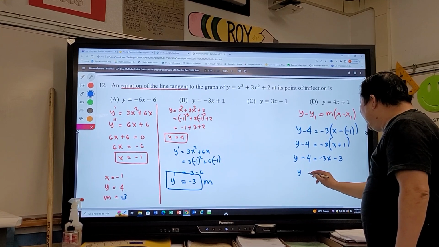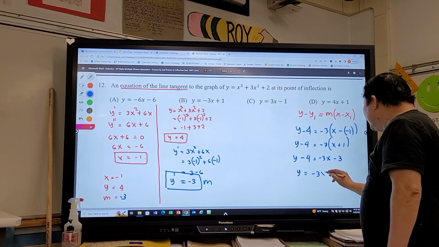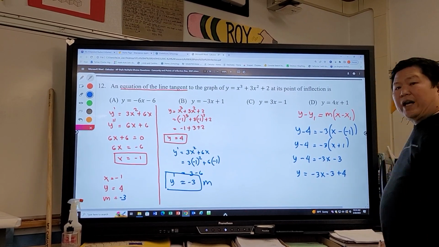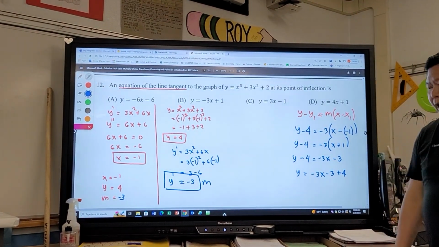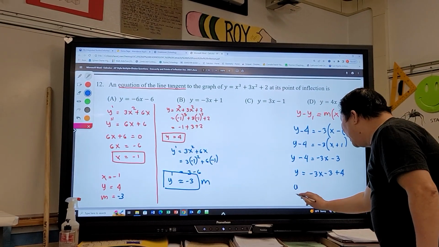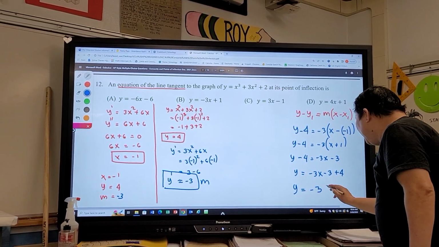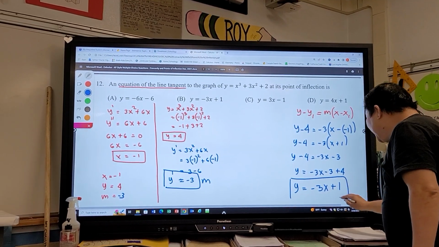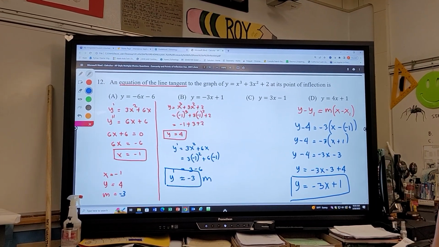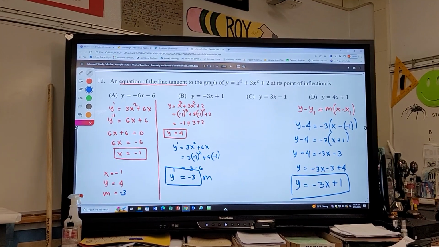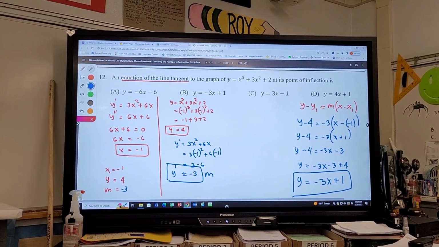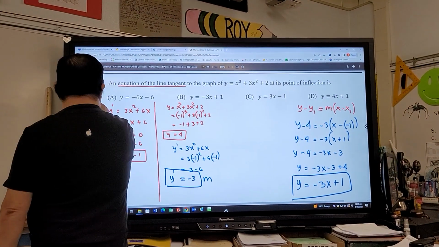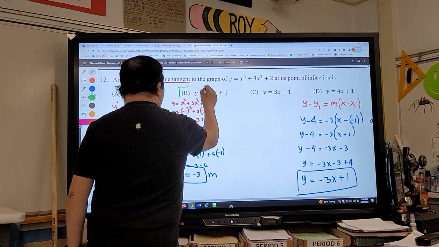So finally, you have negative 3x minus 3 plus 4 by adding 4 to both sides. And what is our final answer? It's going to be y equals negative 3x plus 1. So what letter is this? Letter B. Okay? Letter B is our best option, best choice.